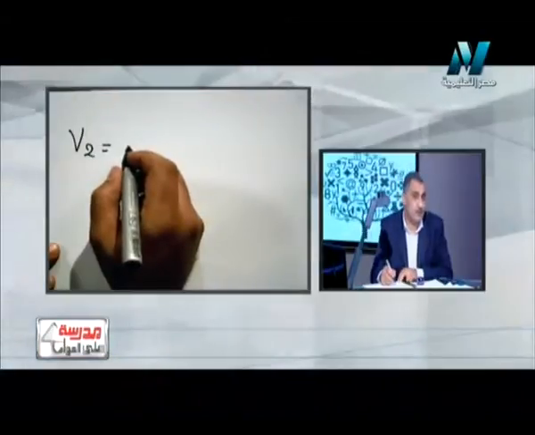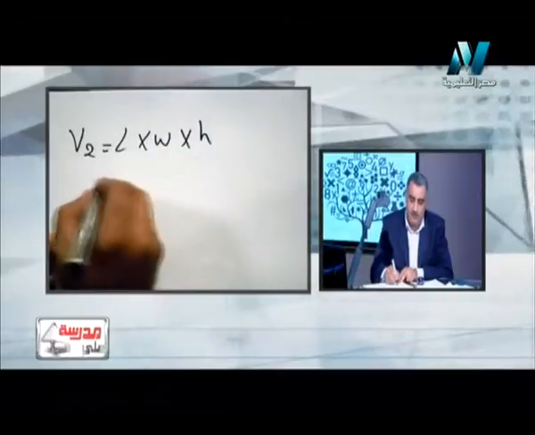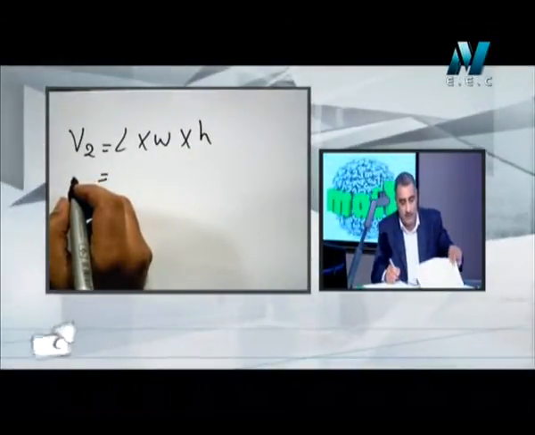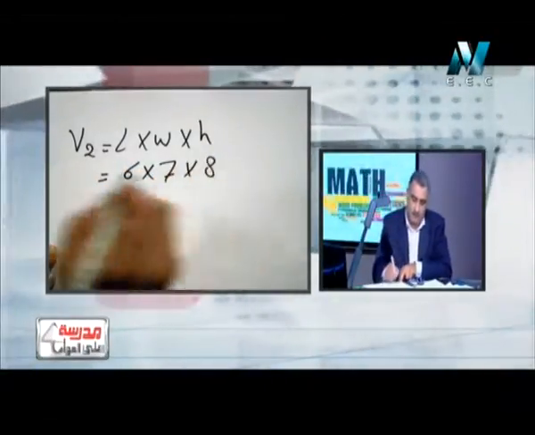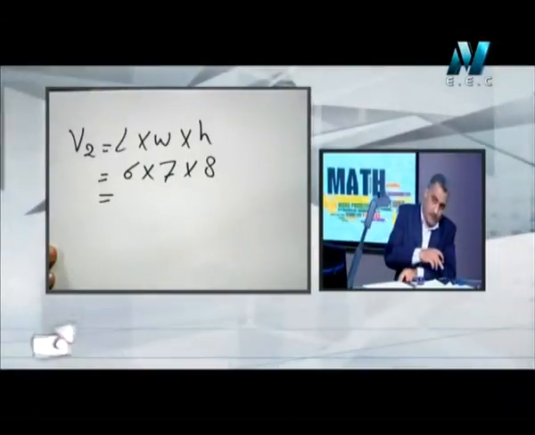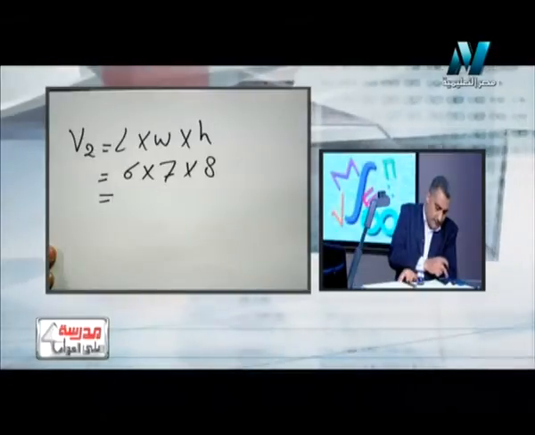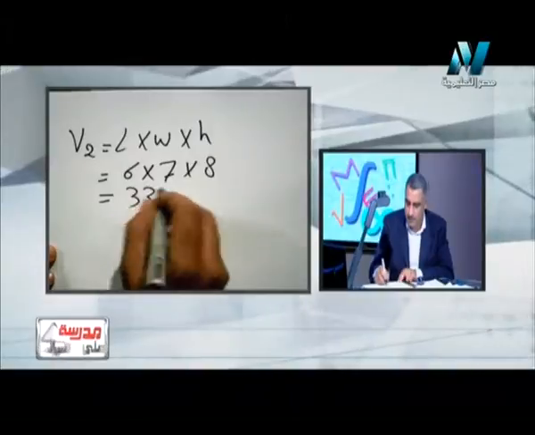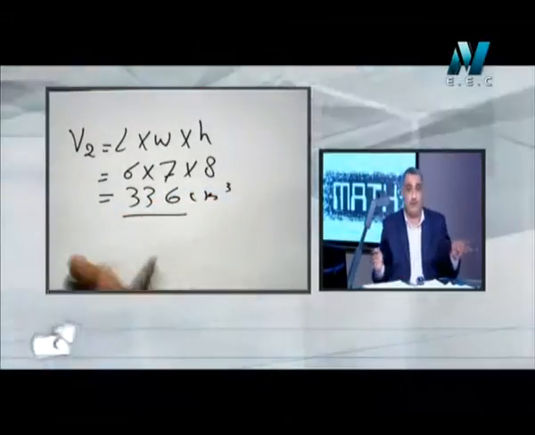V2, volume of a cuboid. Do you remember the rule? Very good. Length times width times height. 6 times 7 times 8. Just use your calculator to get the result. 7 times 6 times 8, the result will be 336 centimeter cube. It's so easy now to make a comparison between them.